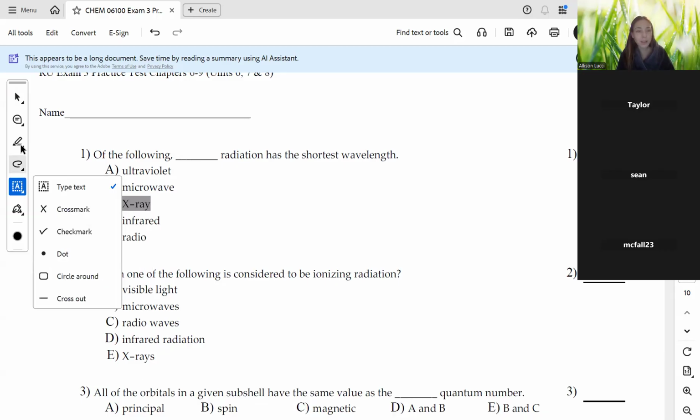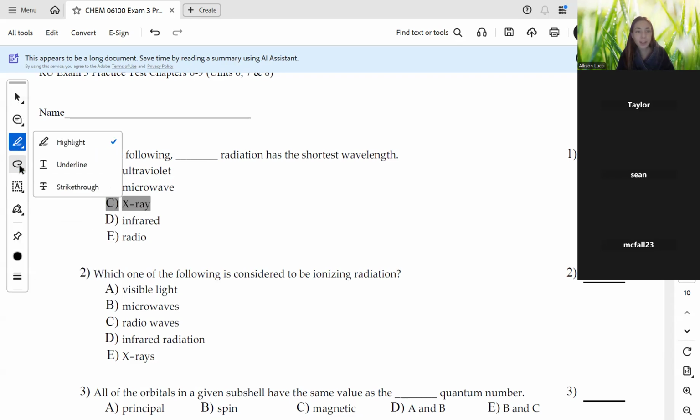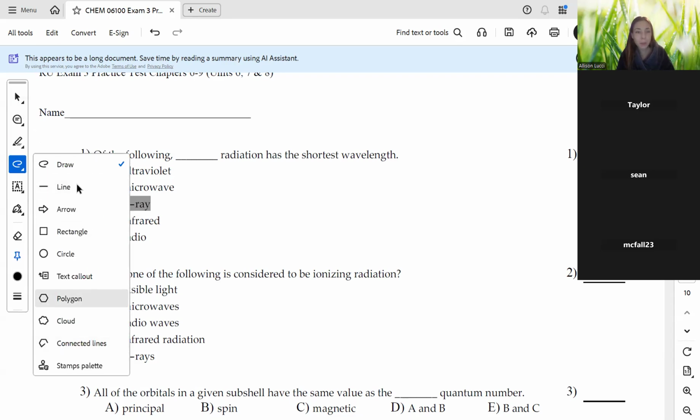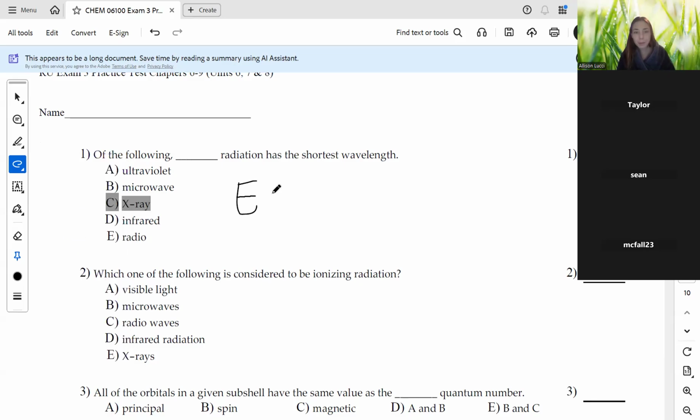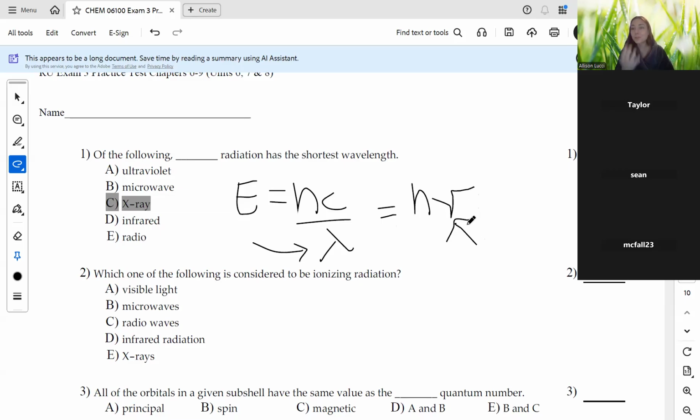and the wavelength. We remember this equation, energy equals hc over lambda. So the smaller the wavelength, we would see that X-rays have the smallest wavelength, and then also they have the highest frequency. So because of those two properties of X-ray radiation, they have the shortest wavelength, right? We can relate that to wavelength. We can also say they have the highest energy.